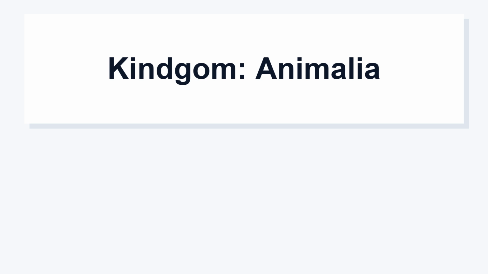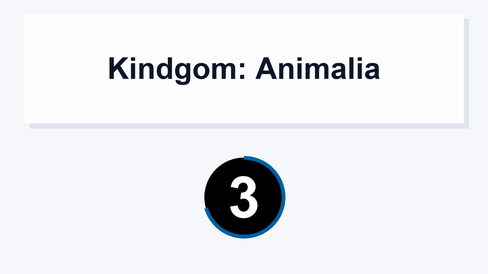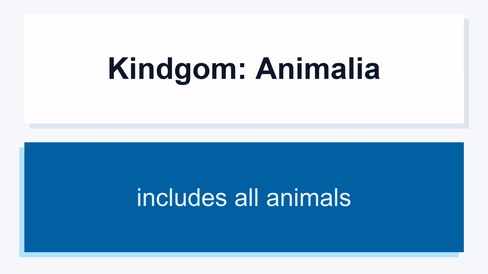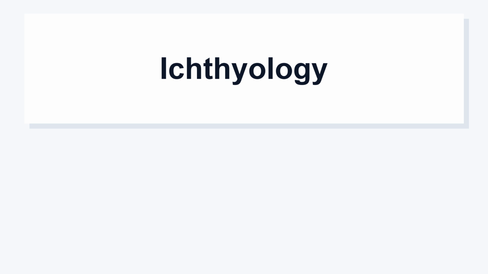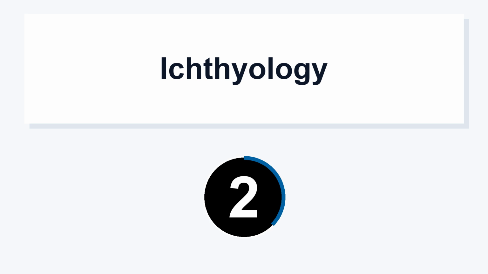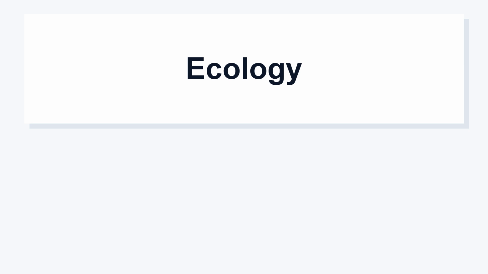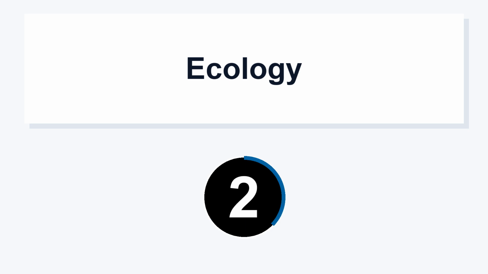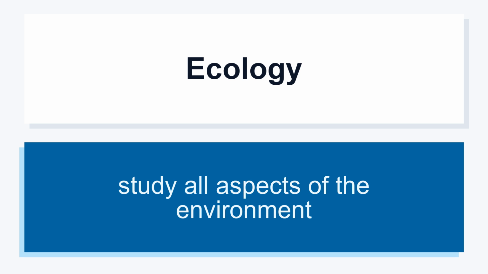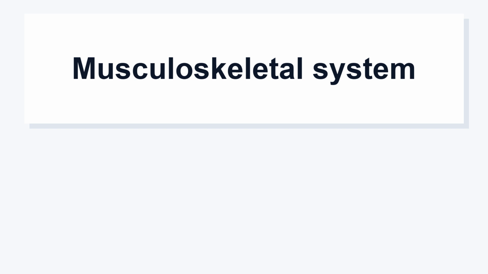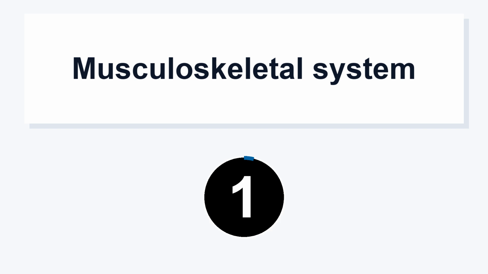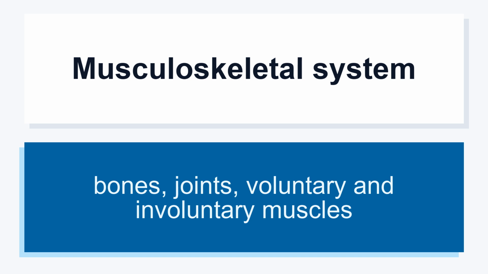Kingdom, Animalia: includes all animals. Ichthyology: branch of zoology dealing with fish. Ecology: study of all aspects of the environment. Musculoskeletal system: bones, joints, voluntary and involuntary muscles.